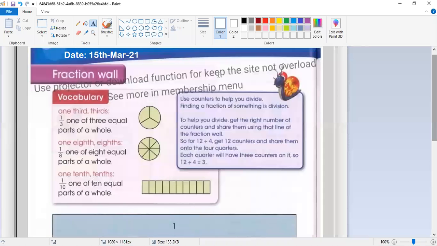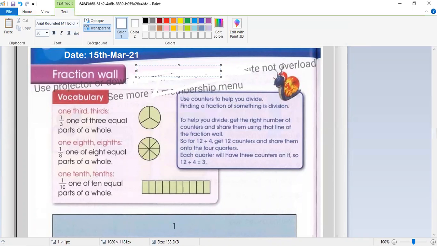Okay, today we talked about fractions. What is the meaning of fraction? Actually, if you check the dictionary for the word fraction, you will see the meaning: when you divide or break down something into small pieces, this is called a fraction. Breaking down, making it into small pieces.